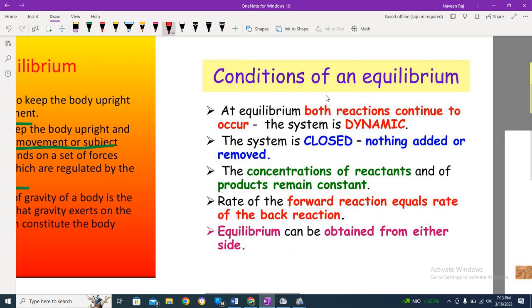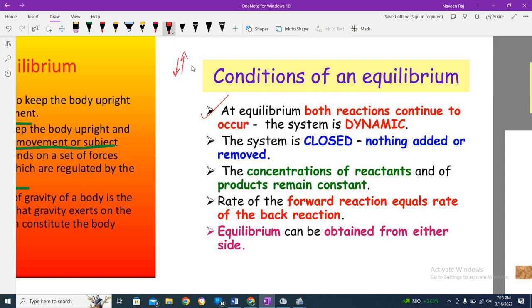Conditions of equilibrium. In equilibrium, both reactions continue to occur. The system is dynamic. If both are continuing to occur, like these upward forces, but the body is still moving, this is termed dynamic. The system is closed, nothing is added, nothing moved.